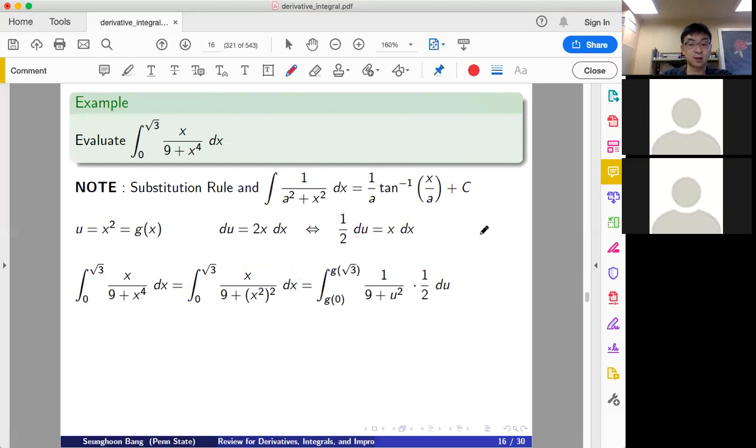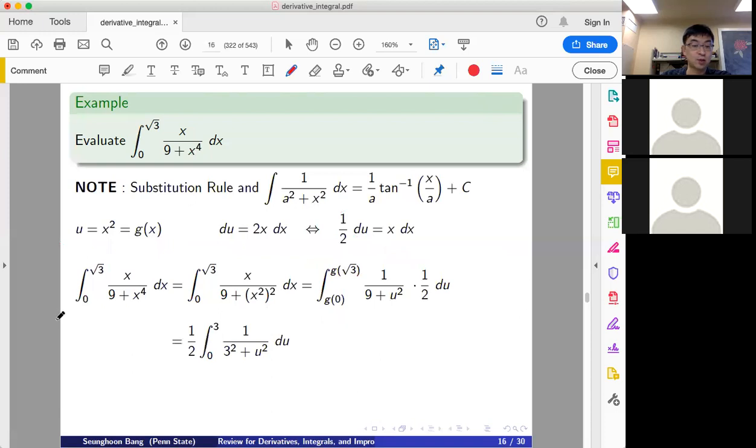Next, simplify. Only take out 1 over 2. What's g of 0? You plug 0 into here, 0 squared is 0. You plug root 3 into the same x, root 3 squared is 3. So this whole thing is just 3. You can change the limits to 0 and 3. So like this.